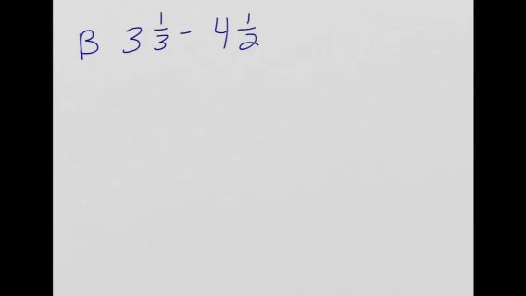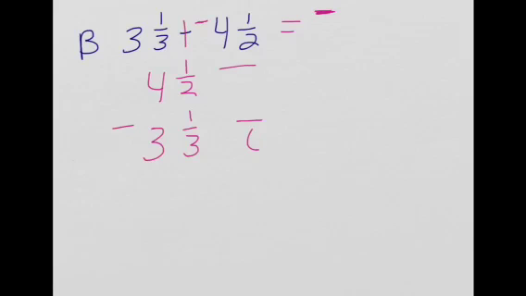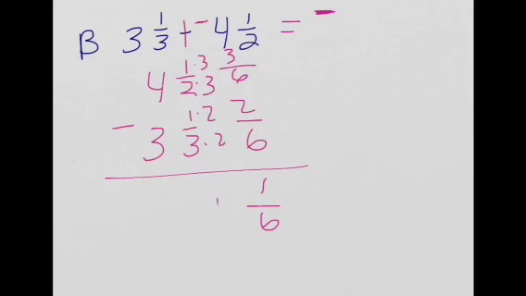Now we're going to do again, add a line, change the sign. Now we're going to notice that our answer is definitely going to be negative. So now we're going to go ahead and subtract them. 4 1/2 minus 3 1/3. Common denominator is 6. 2 times 3 gives us 3/6, and 3 times 2 gives us 2/6. So we're going to subtract, 1/6 and 1, so it'll be negative 1 1/6.